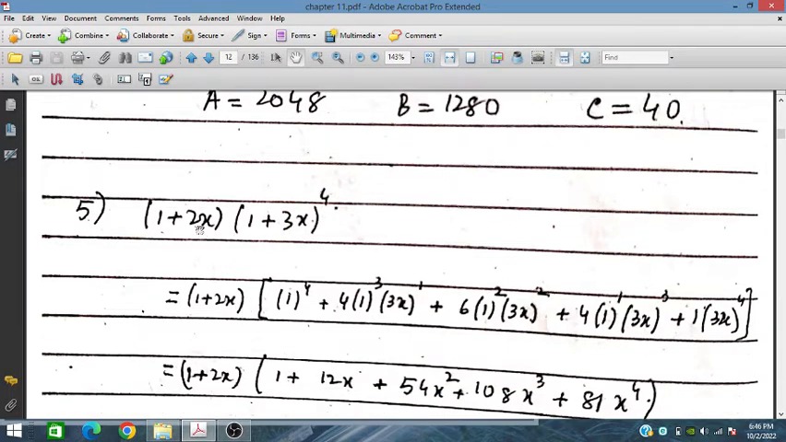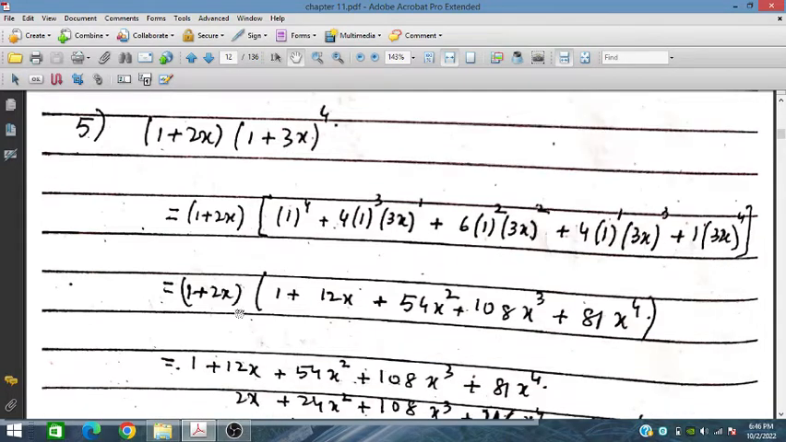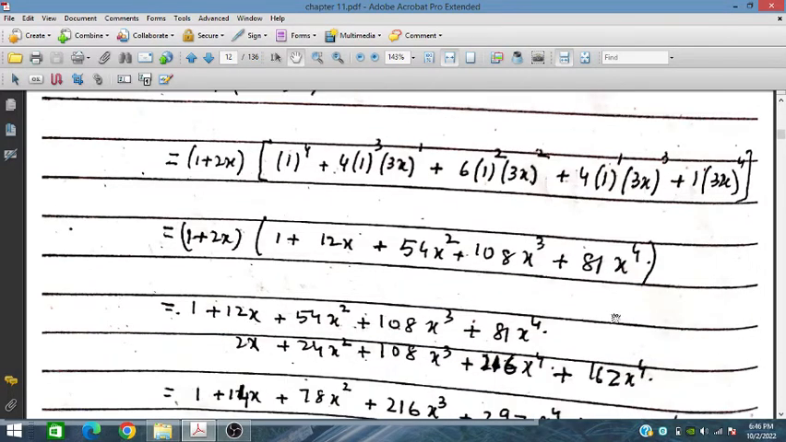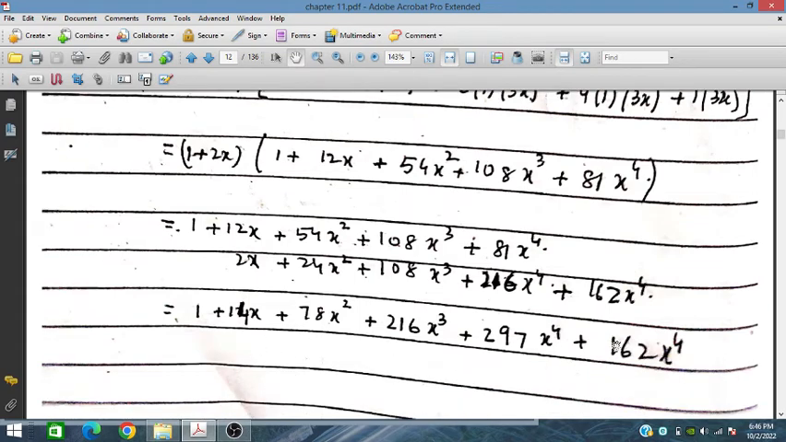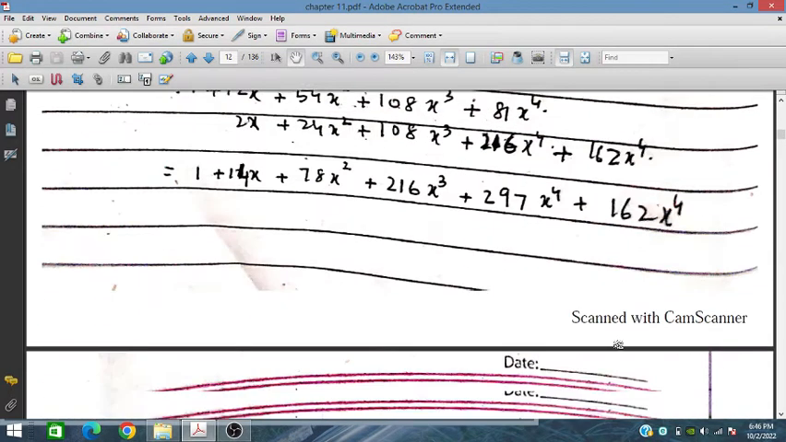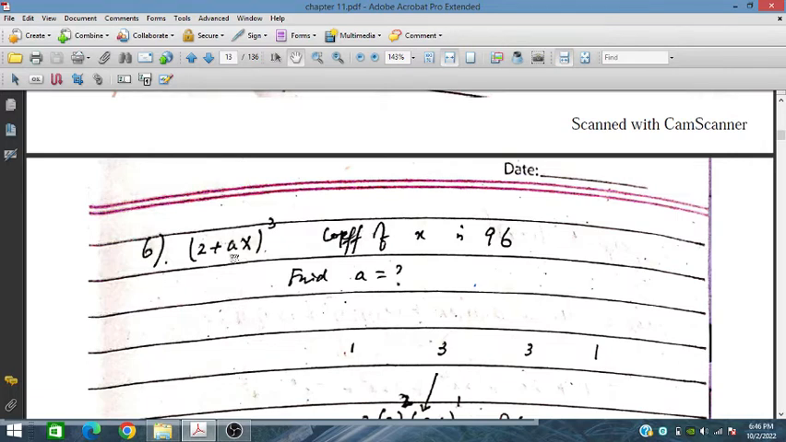So we have this one and this, we expanded it like this, and by multiplying this with this one, we have obtained this. So this is simply the expansion. Problem number 6: we have to find the coefficient of x is 96. Coefficient of x is 96.